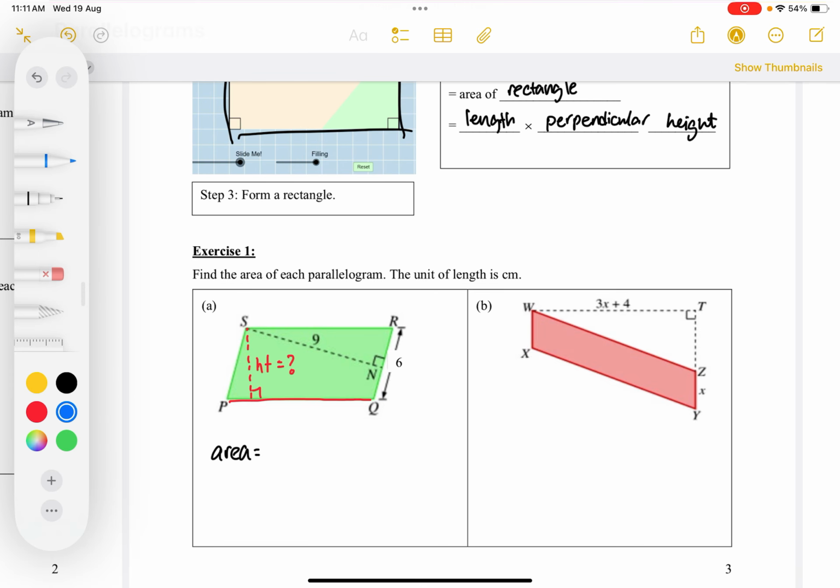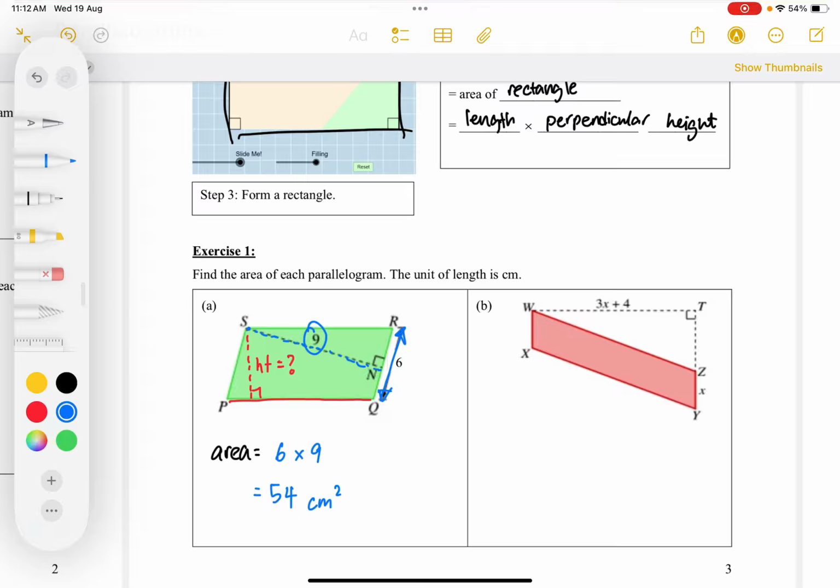Instead, if we choose this portion QR, 6 cm, as the base, you can rotate your paper and you'll see that this dotted distance here will be the corresponding perpendicular height, 9 cm. Therefore, that is the option we're going to use. Base of 6 multiplied by the perpendicular height 9, you get 54 square centimeters.